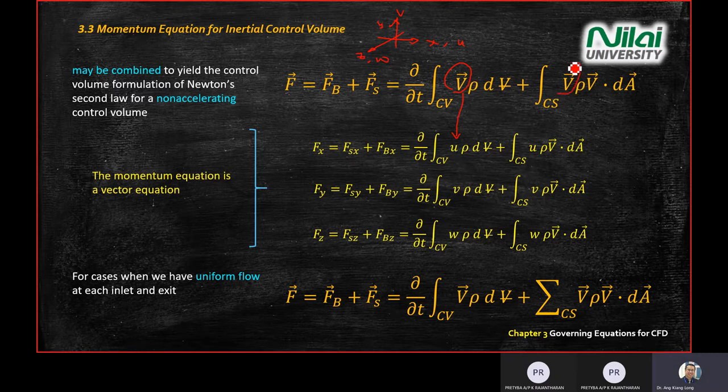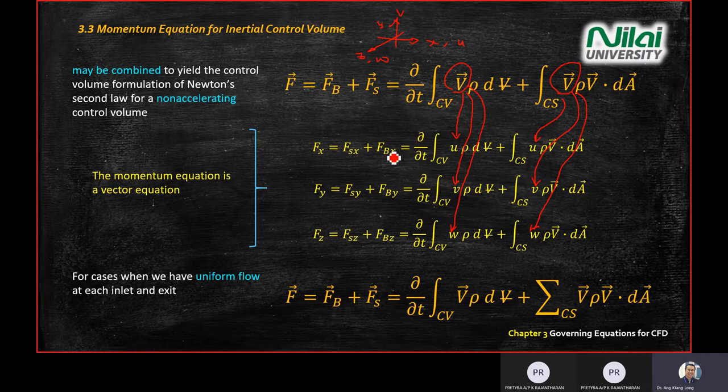And for the control surface, the second term here is also U. Then for the Y component, you replace your velocity vector with V for the control volume, and the second term for the control surface you also replace with V. If you consider the Z direction, then you change the V to W, and the second term for the control surface you change to W. Okay, so this is how we do it when we solve problems.